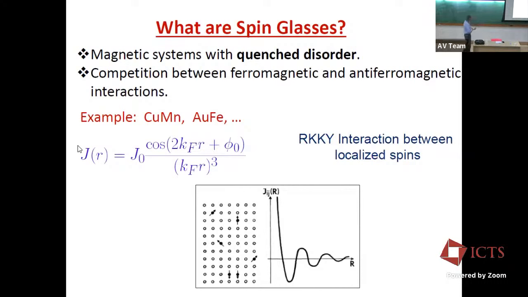Now, this formula can be derived. It is derived from the fact that electrons themselves have spins. So you have conduction electrons. If you have a localized spin, that will affect the spins of the conduction electrons which happen to be near that particular spin. And that in turn, through the other conduction electrons, will propagate to the other localized spins. And this formula is derived in a standard way. This is in three dimensions, yes.